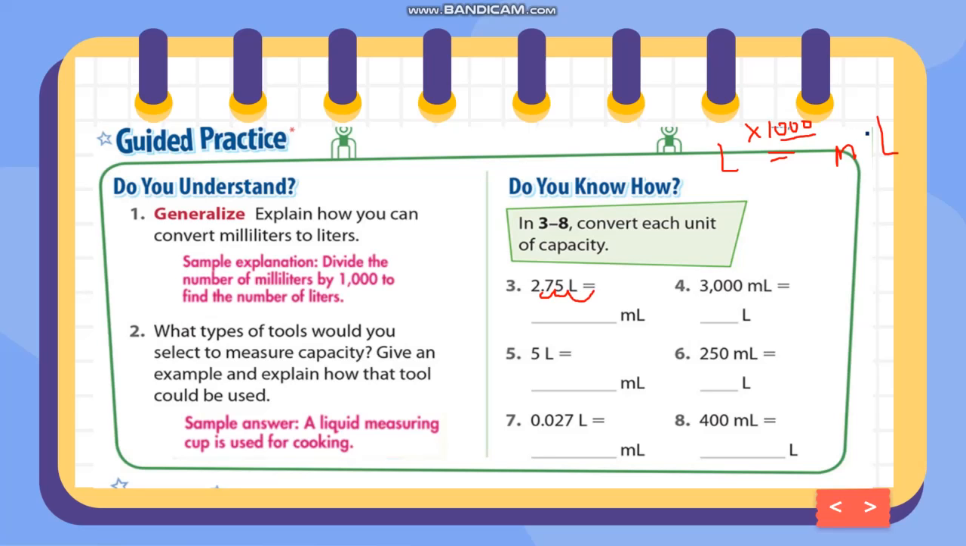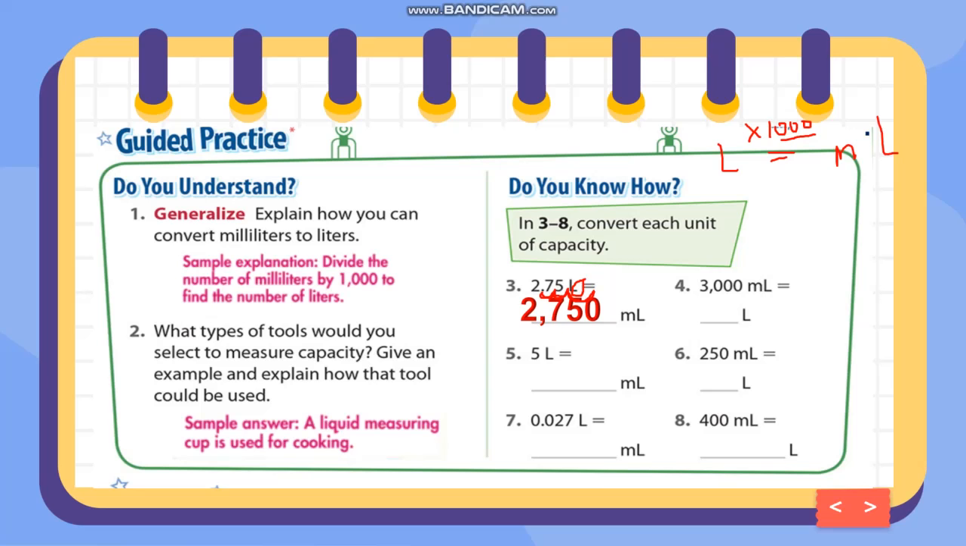So since the given is 2.75, I'm going to start on the decimal point, going to the right 3 times: 1, 2, and 3 movements. So the missing number here is 0. That's why the final answer is 2,750 milliliters. So 2.75 liters is equivalent to 2,750 milliliters.